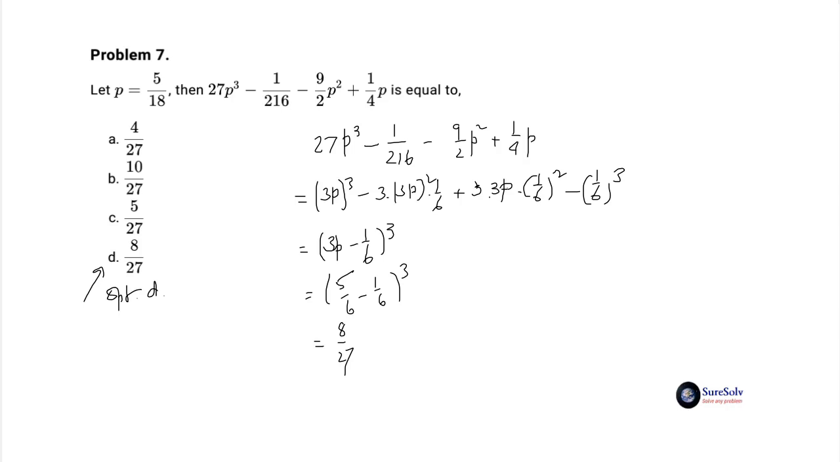Matching the terms of the given expression with the expansion of 3p minus 1 by 6 whole cube is easy, and once the terms get matched, the calculations are simple and quick. Let's solve the next problem.